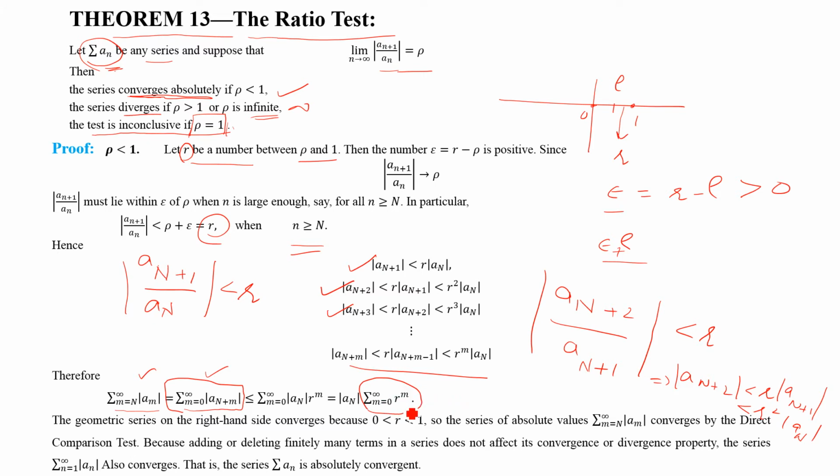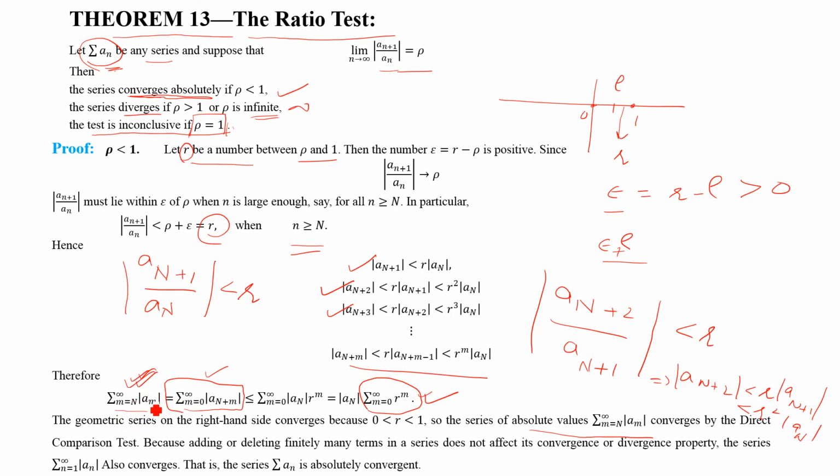And this is a geometric series, so this is convergent, right? So this is a convergent series. Now this shows that this series, this one, is also convergent by the direct comparison test. This series is convergent and this is greater than this series. Every term of this series is greater than this series. So this series is also convergent.